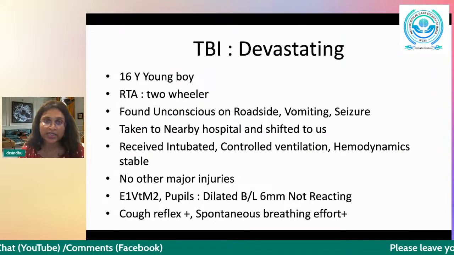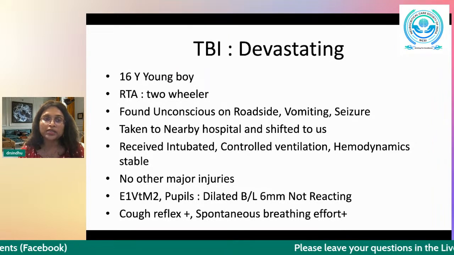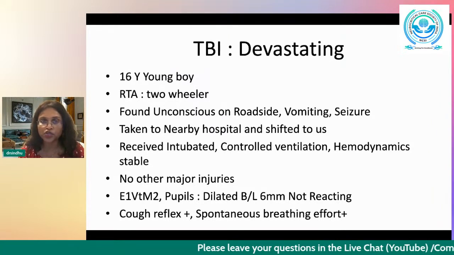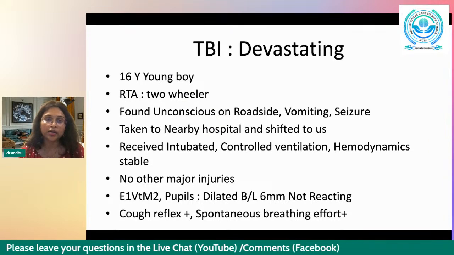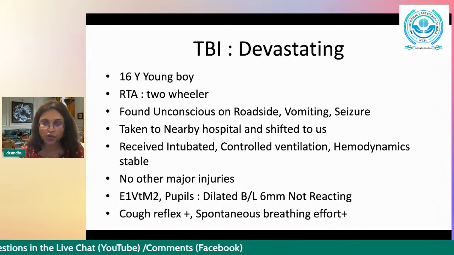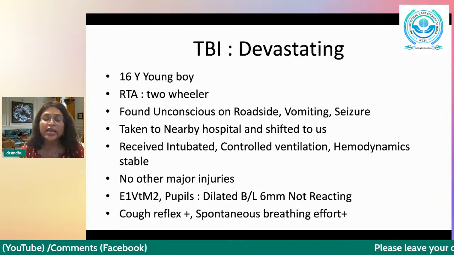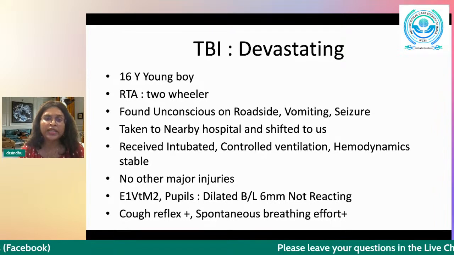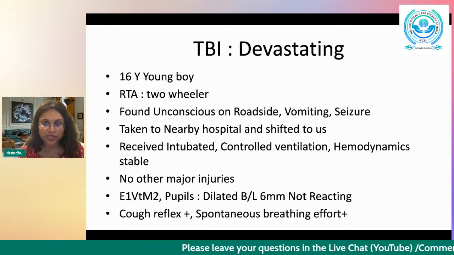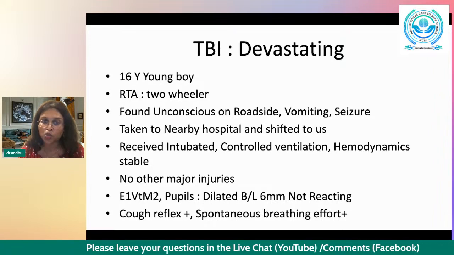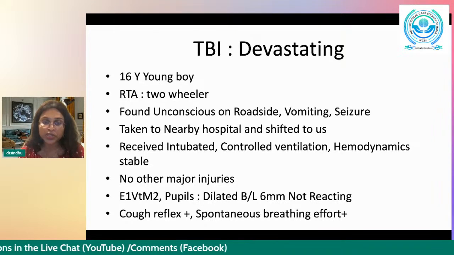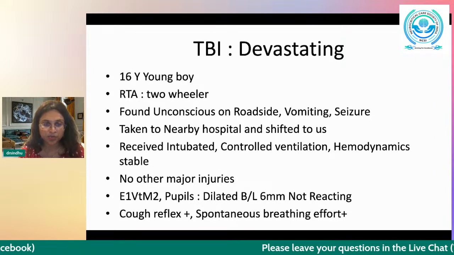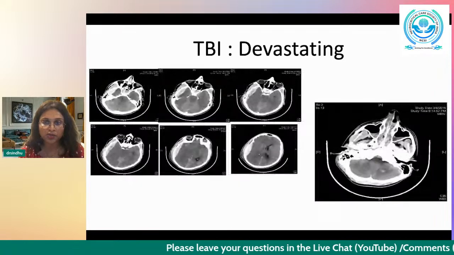Now coming to the devastating traumatic brain injury. This is different from severe traumatic brain injury. So in this case scenario, a 16-year-old young boy had an accident on a two-wheeler. He was found unconscious on the roadside. He had vomiting, he had seizures. He was taken to the nearby hospital. He was intubated, ventilation was started, and hemodynamics was stable, no other major injuries. On examination, the patient was E1VTM2, pupils were dilated 6 millimeters bilaterally, and not reacting. Cough reflex was positive, spontaneous breathing effort was positive.